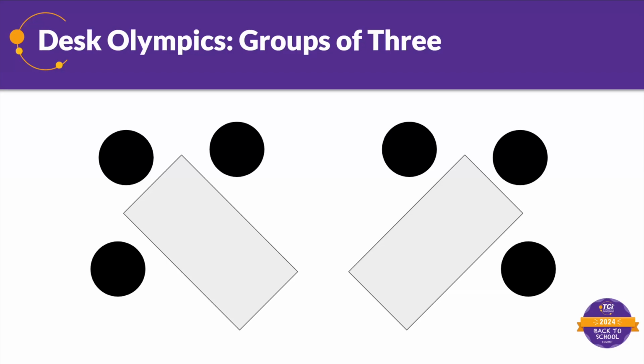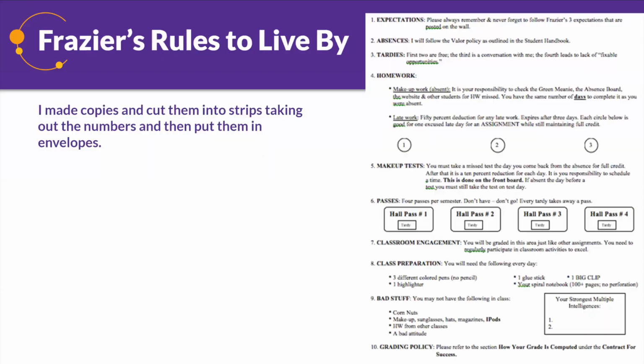So I give them the rules. We go, I play the Olympic music, and it's perfect for this year because the Olympics are going on right now. And I teach them what to do when they get there, and I just have fun with it. But the point is, they get in groups of 3 right now. And then I give them my rules to live by, and that's going to be in there too, just in case you just want to see what I have.